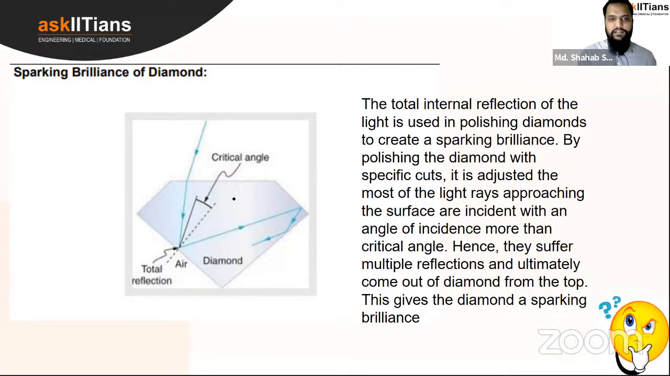It's an image and related to this image some information is given here, like the total internal reflection of the light is used in polishing diamonds to create a sparkling brilliance. By polishing the diamond with the specific cuts, it is adjusted. Most of the light rays approaching the surface are incident with angle of incidence more than critical angle.